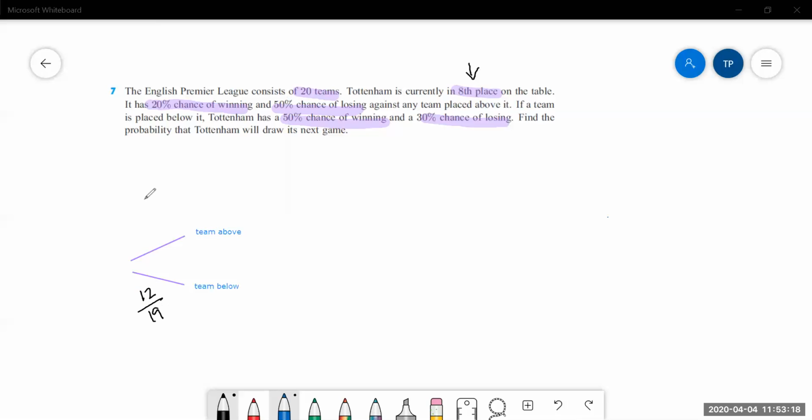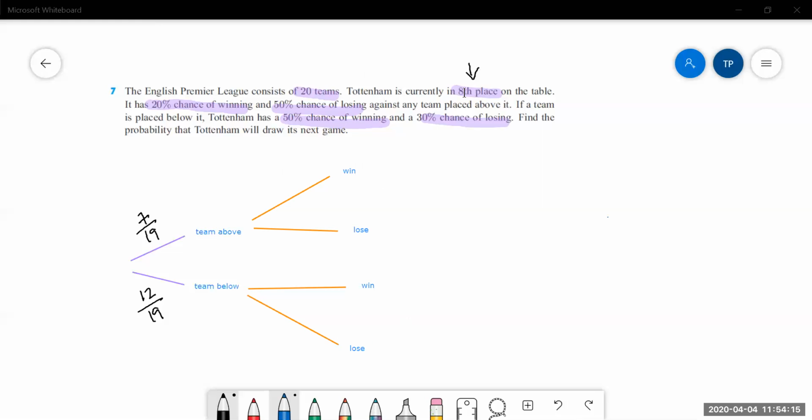And team above will be? 7 over 19. So from here, then we can branch up. We use a different color. Okay, so for team above, to win, lose, win, lose.